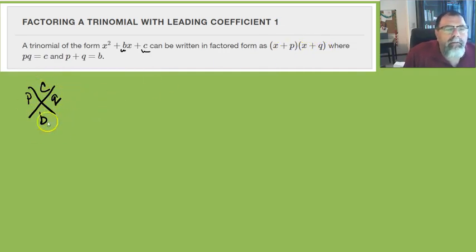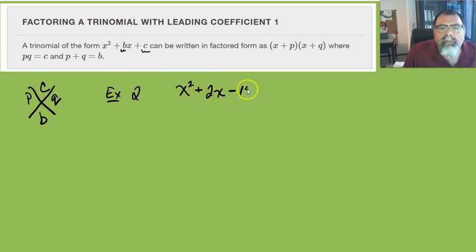My method's a little bit different. It's basically the same thought process, so if you're good at this method or whatever method you use, that's fine. Again, this is supposed to be review. But let's look at example 2. I'm just going to write it down. Example 2 is factor x squared plus 2x minus 15.